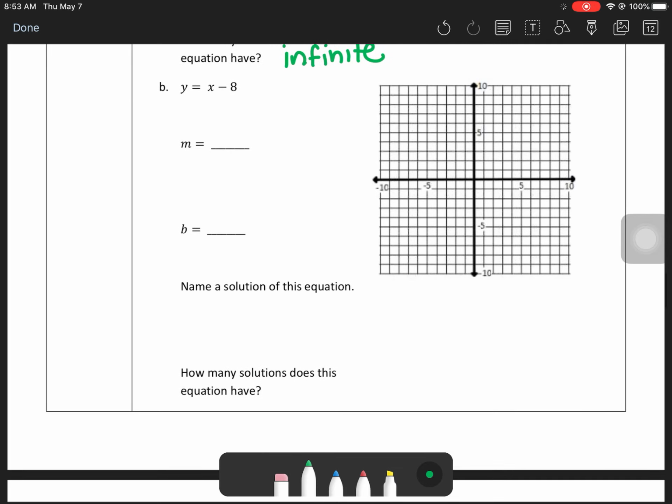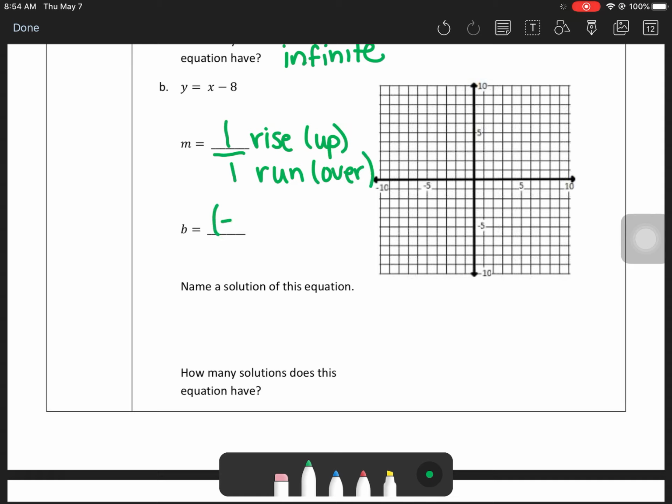Okay, let's take a look at the next one. The number in front of the x, which isn't written, would be a 1. And we're going to add the denominator of 1, which means for our slope, we go up 1 box and we go over 1 box.